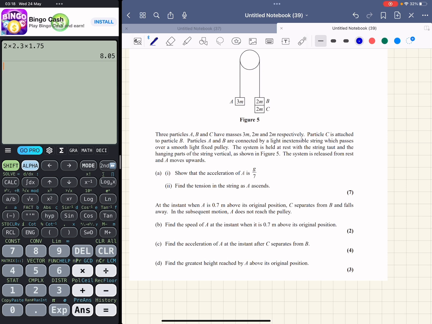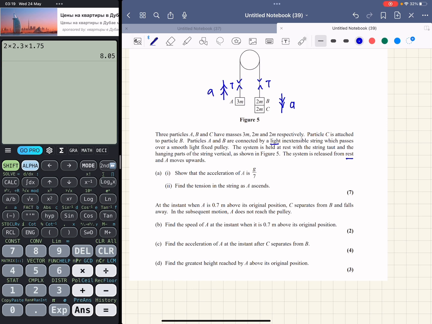The system is held at rest with the string taut and the hanging parts of the string vertical, as shown in figure 5. The system is released from rest and A moves upwards. So A moves upwards, B and C are going to move downwards. And we know there'll be a tension here, there'll be a tension here, and the tensions are the same because it's a light string. Inextensible means acceleration is the same.